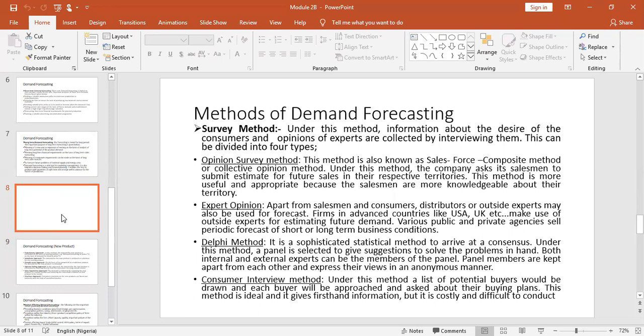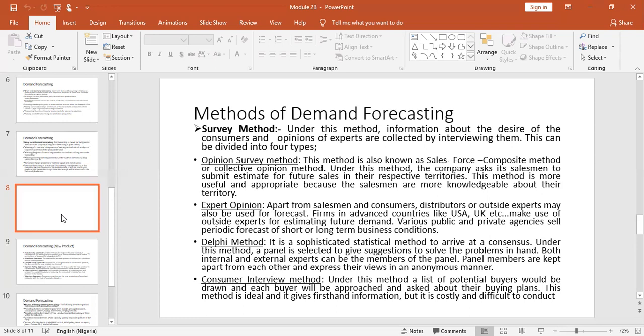Opinion survey method. This method is also known as the Salesforce composite method or collective opinion method. Under this method, the company asks its salesmen to submit estimates for future sales in their respective territories. This method is more useful and appropriate because the salesmen are more knowledgeable about their territory. I think this is very clear. You just ask your people to give their own estimate of the future demand for the product, or the sales estimate for the future.